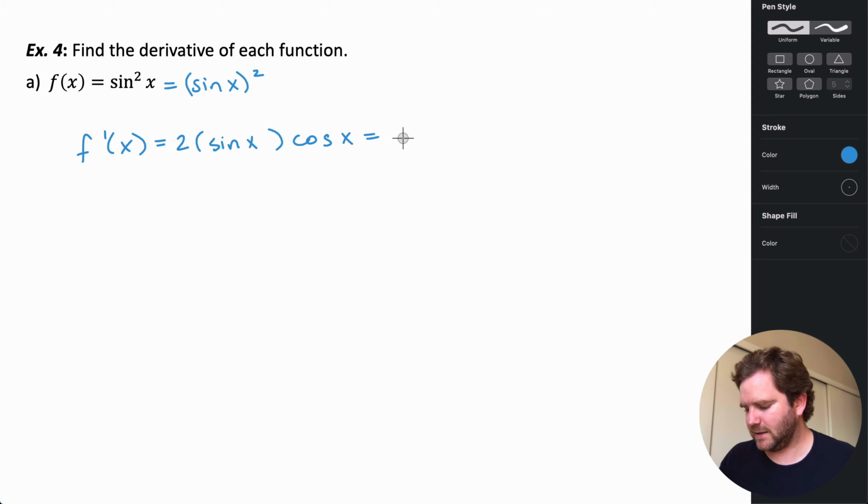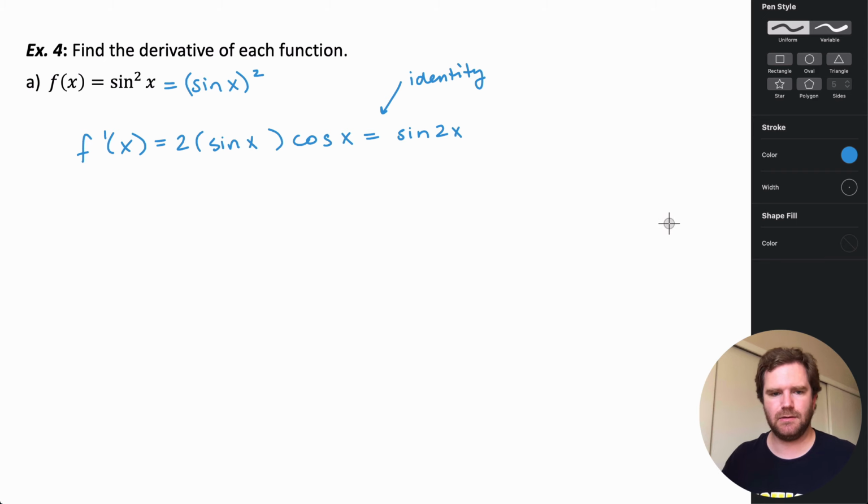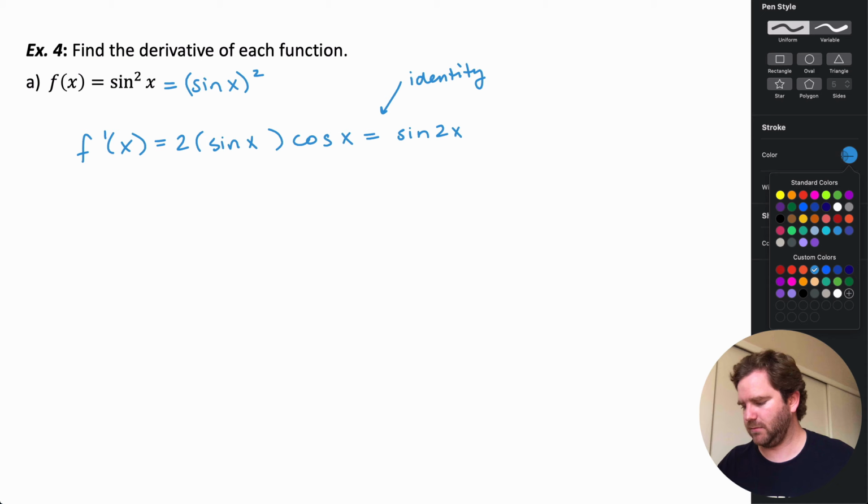And if you remember your identities, this is the sine of 2x. This is an identity. So it's one of our double angle identities. And you'll see that come up from time to time in these problems. So just keep an eye out for that.